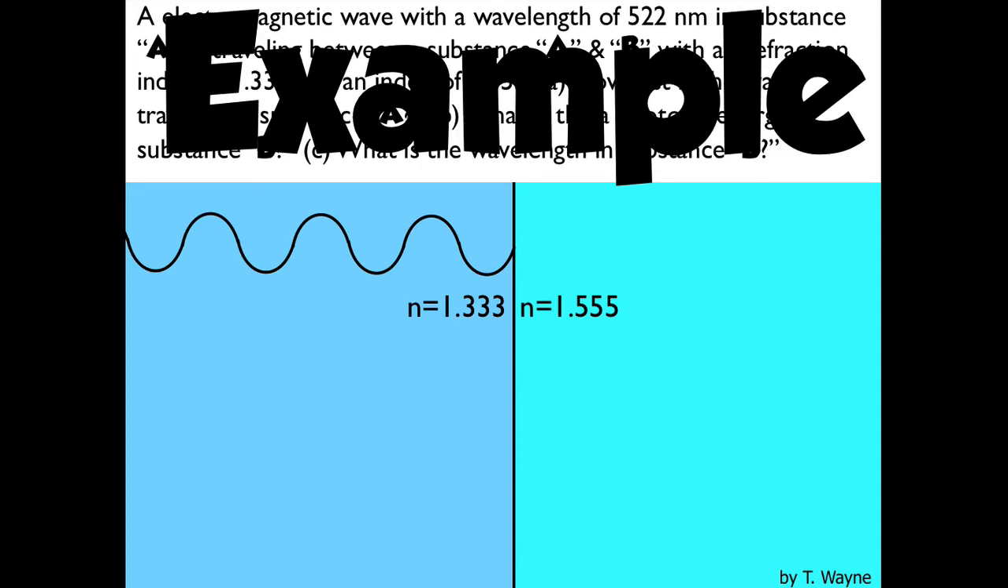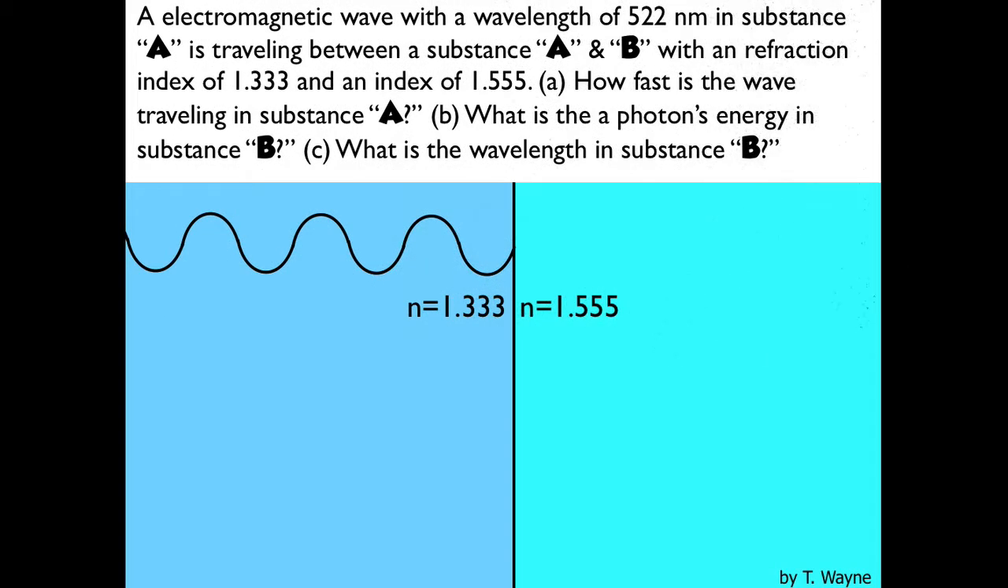This is a solution to an example problem involving index of refraction and a wavelength of electromagnetic energy. In other words, a wavelength of light for this problem. So an electromagnetic wave with a wavelength of 522 nanometers in substance A is traveling between substance A and B with an index of refraction of 1.33 and an index of refraction of 1.555. And you can see how that plays out in the diagram.